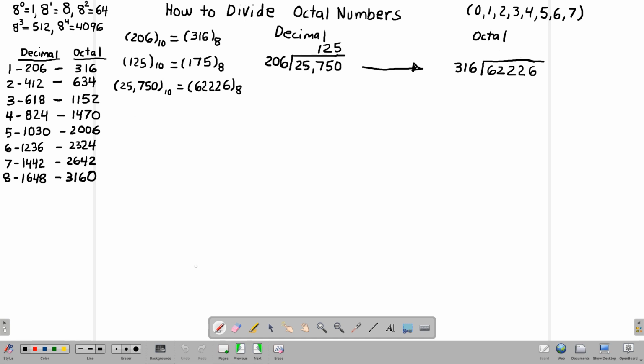When you have 206 and multiply it times 6, you get 1236. Times 7, you get 1442. And when you multiply 206 times 8, you get 1648. Towards the right of each of these, you see the octal representation.